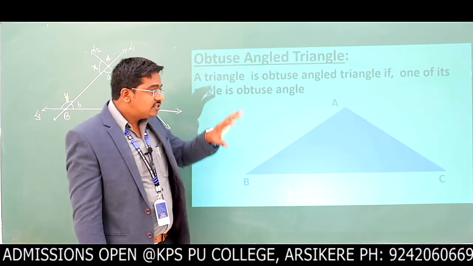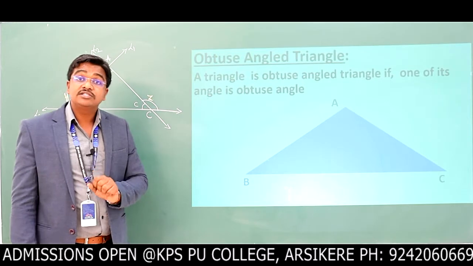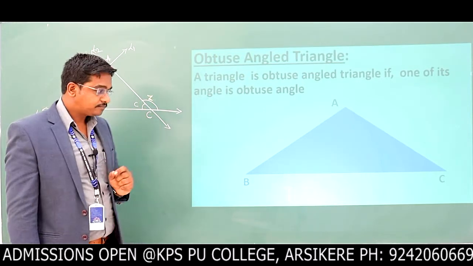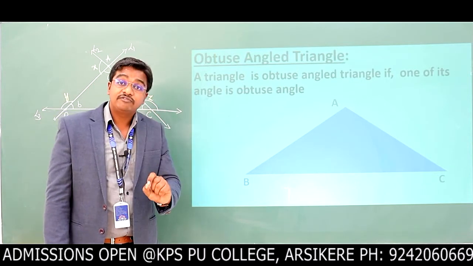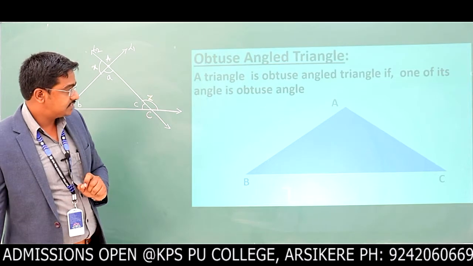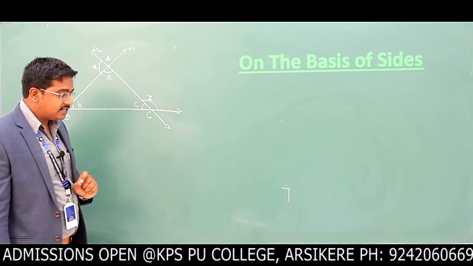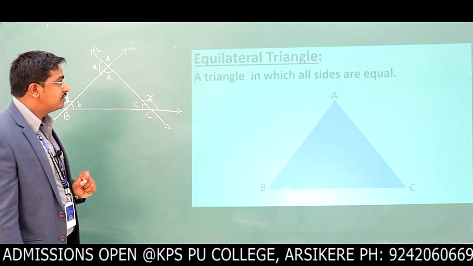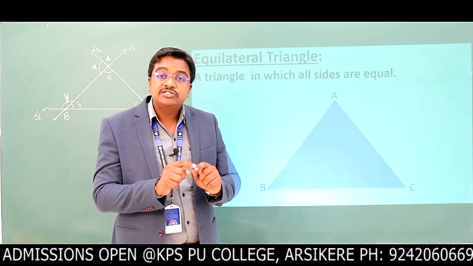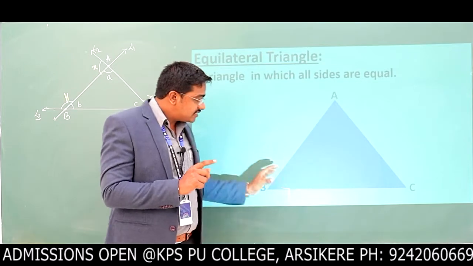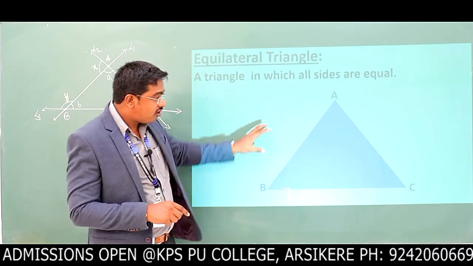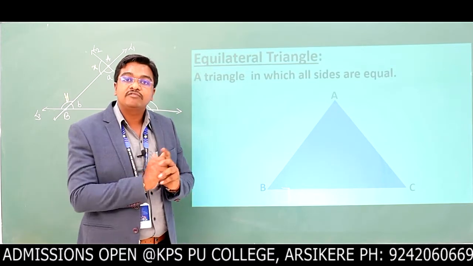So this is the types of triangle on the basis of what? Angle. Next we have another one. This is the types of triangle on the basis of, very good, sides. On the basis of sides, first one equilateral triangle. Equilateral triangle means here all sides are equal. All sides are equal and sum of all its sides are called perimeter of the triangle.